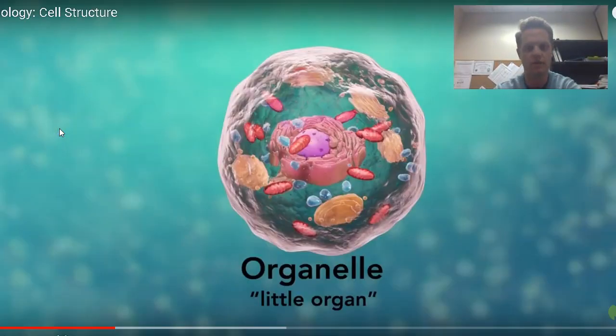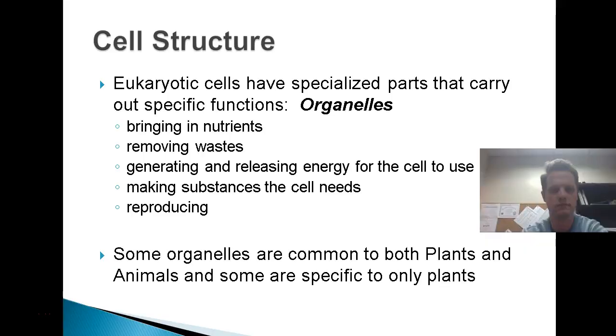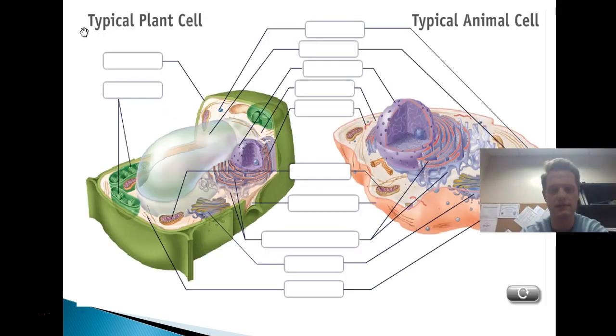So let's talk about organelles, which make up eukaryotic cells. Each one has a different structure and function. I'm going to show you an animation of some, but I'm also going to have you write down some certain things that you need to know. Organelles bring in nutrients, they remove waste, they generate and release energy for the cell to use, they make substances the cell needs, and they help in reproducing. Some organelles are common to plants and animals, and some are only specific to plants.